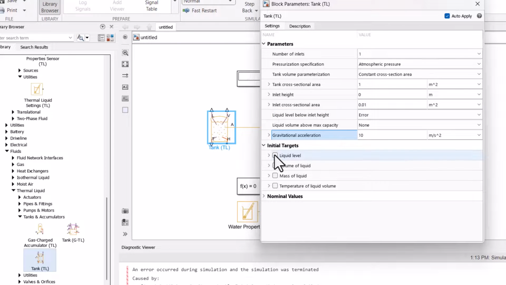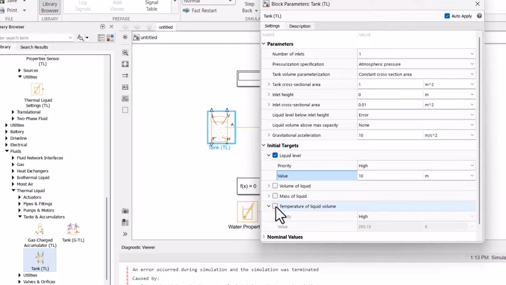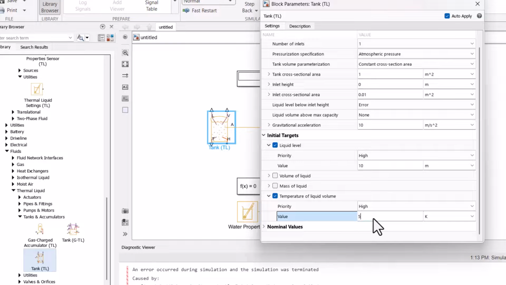Then I go to the initial targets tab. The initial liquid level, I set it to 10 meters. And the initial temperature, I set it equal to 5 degrees Celsius. Why 5? Because at 5 degrees Celsius, the water density is close to 1,000 kilograms per meter cubed.